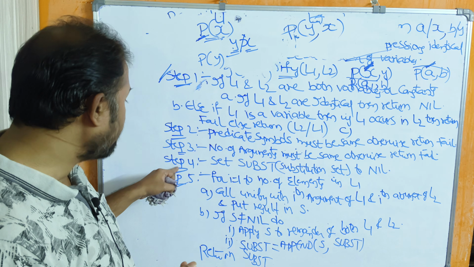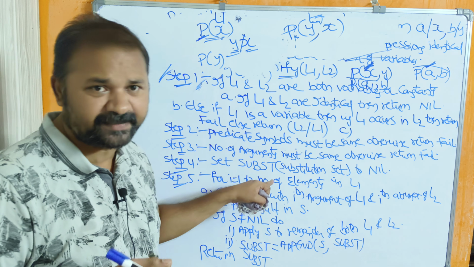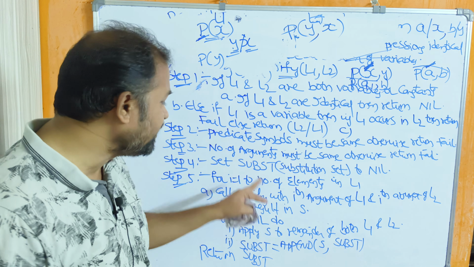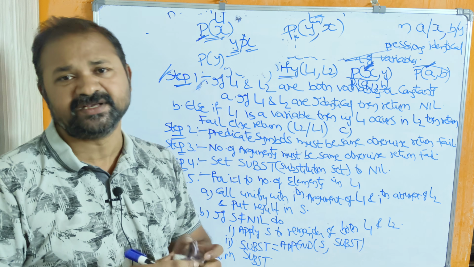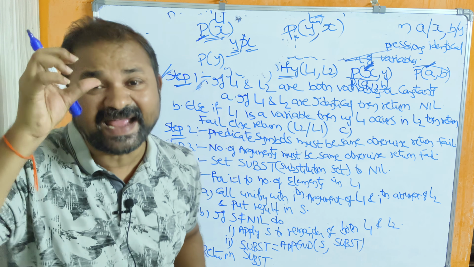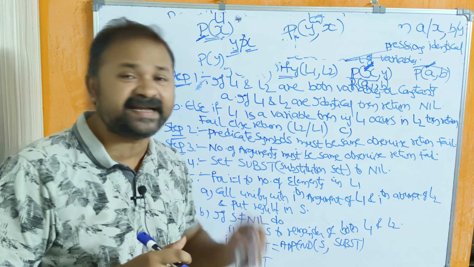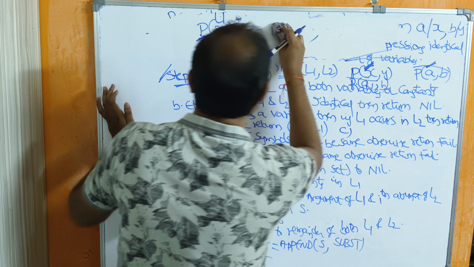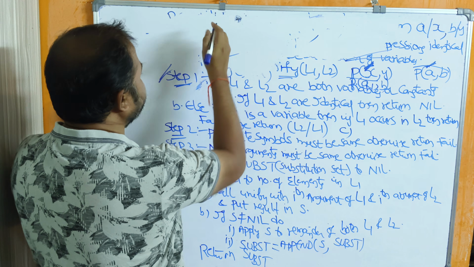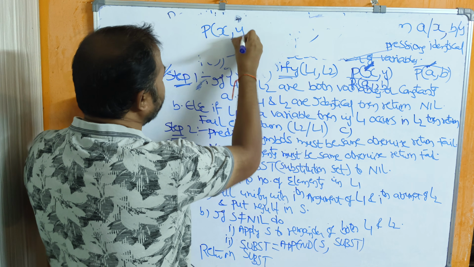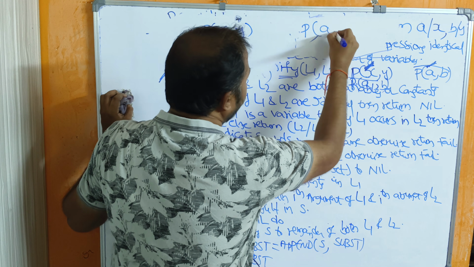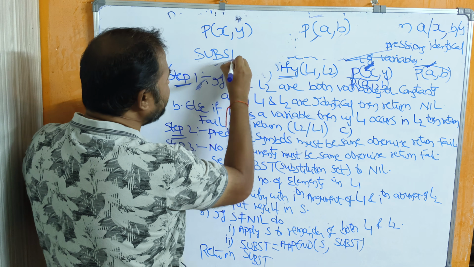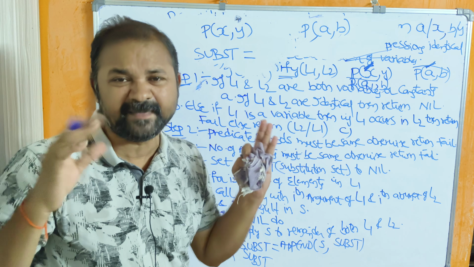Next point, step 4. Set SubST. What is SubST? The substitution set, set to null. So initially we are taking a variable called SubST, which contains null. At the end of the procedure, the substitution set contains all the substitution related statements. Let us have a statement like this: P of x comma y is the first expression, and the second expression is P of a comma b. So what is SubST now? Initially SubST contains nil.